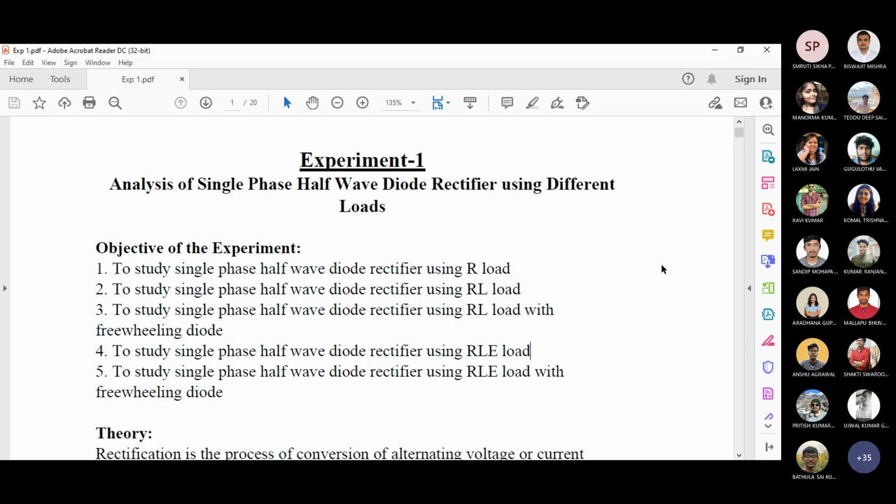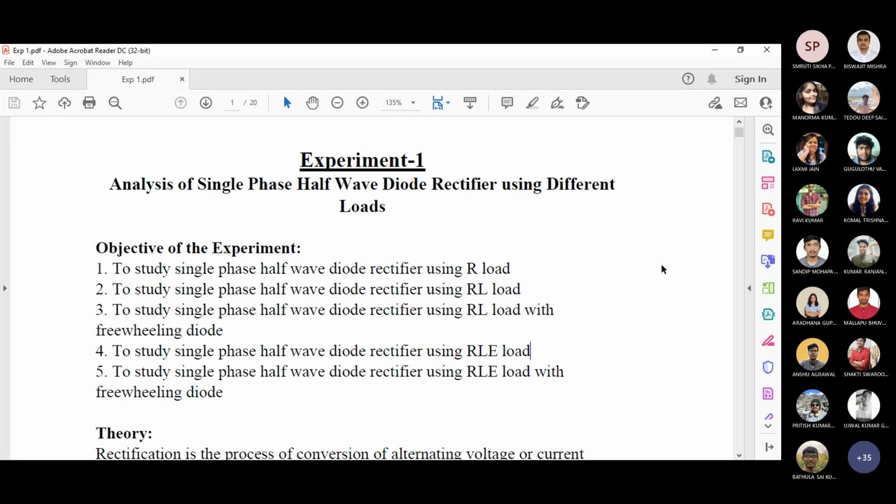So here you can see analysis of single phase half wave diode bridge rectifier by using different types of load. Single phase half wave rectifier means you are going to be rectifying only one cycle, and you are using only a diode bridge rectifier.